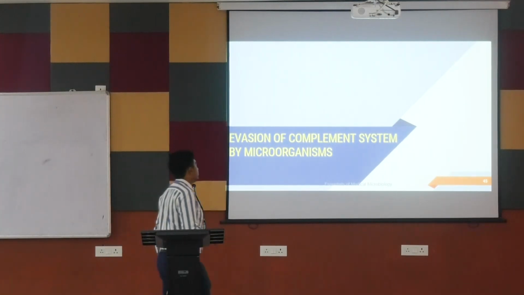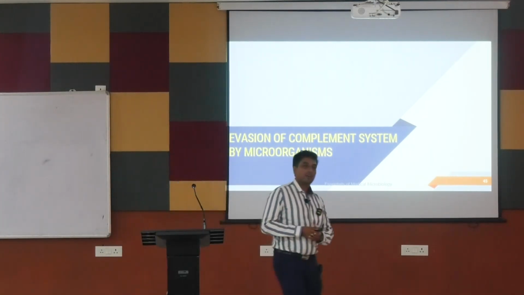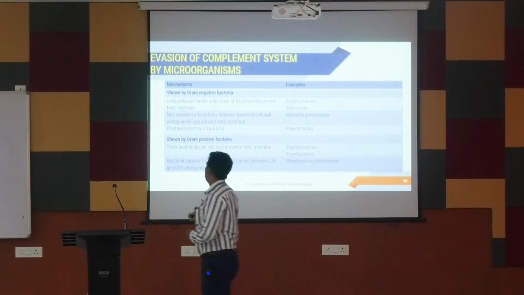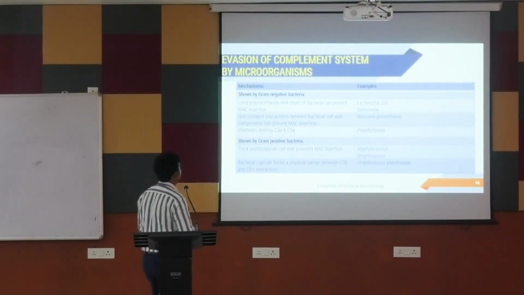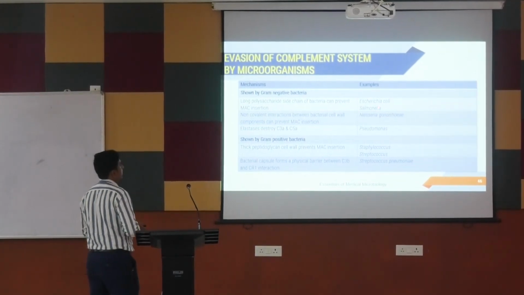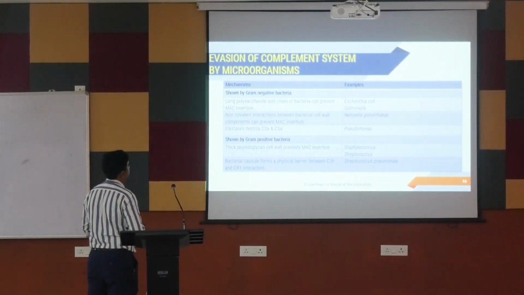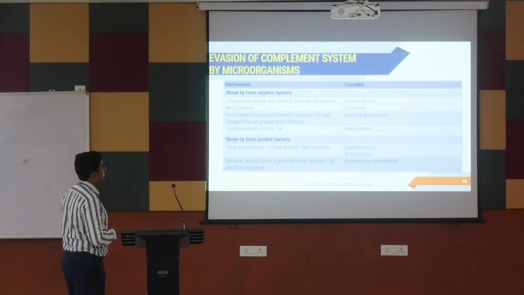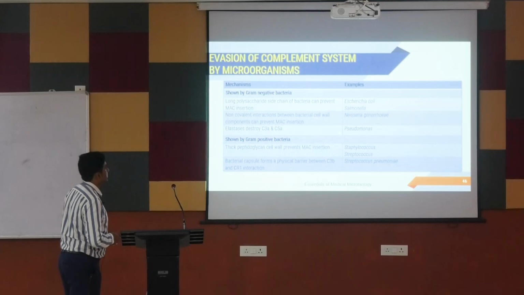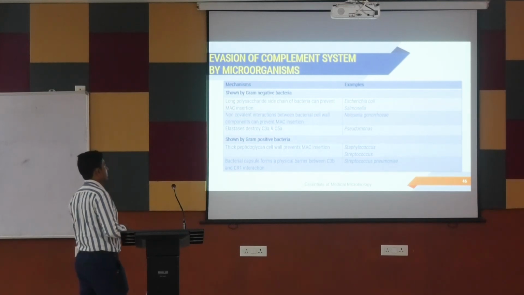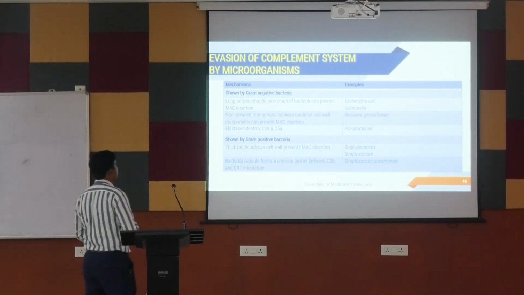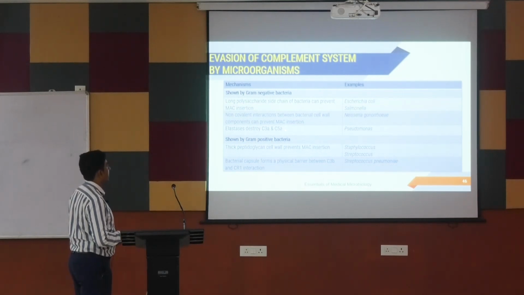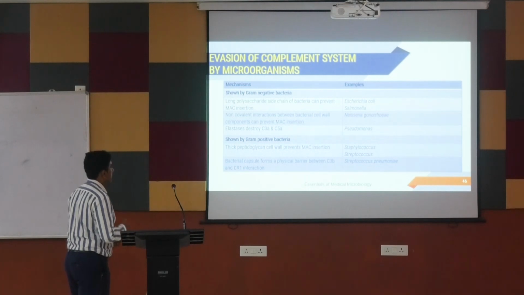Evasion of the complement system by the microorganisms. How do microorganisms bypass complement? Look here. Mechanism shown by gram-negative bacteria like E. coli, Salmonella: long polysaccharide side chain of the bacteria can prevent the MAC insertion. Neisseria gonorrhoeae: non-covalent interactions between the bacterial cell wall and components can prevent the MAC insertion. Pseudomonas secretes elastase which destroys the C3a and C5a anaphylatoxins.